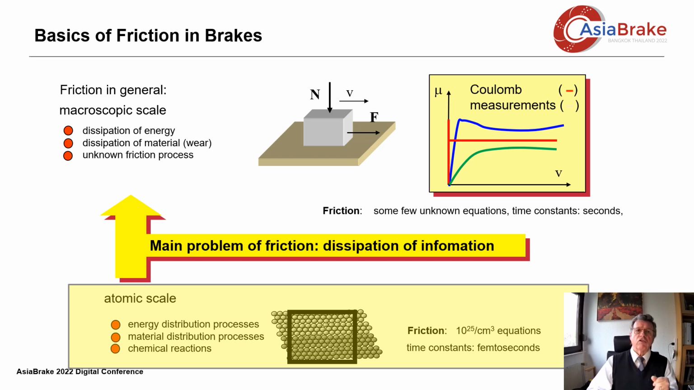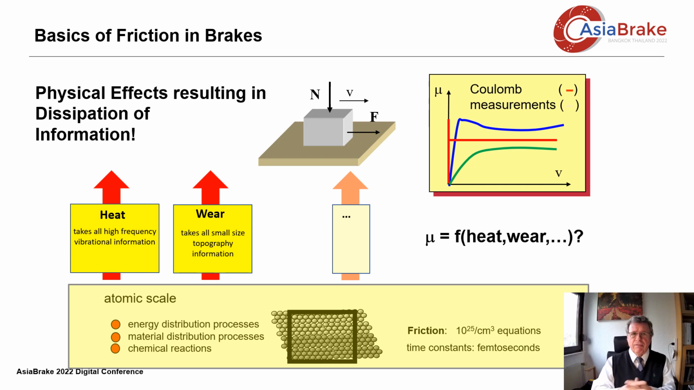The main problem to describe friction is not the dissipation of energy, and it is not the dissipation of material, but it is the dissipation of information. But again, what of this huge amount of information on the atomic scale should be dissipated? Strange enough, nature itself provides perfect mechanisms to dissipate information. One of these mechanisms is heat. Heat sums up all high-frequency atomic, molecular, and crystalline vibrations in a simple macroscopic scalar temperature field.